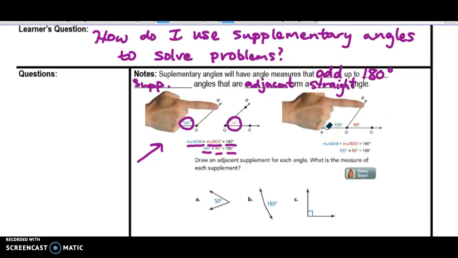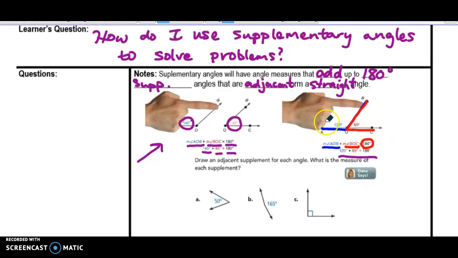So we could say that the measure of angle AOB plus the measure of angle BOC equals 180 degrees, because 140 plus 40 equals 180. So these are supplementary, but they're also next to each other. They're adjacent. And so together they form a straight angle or a line.